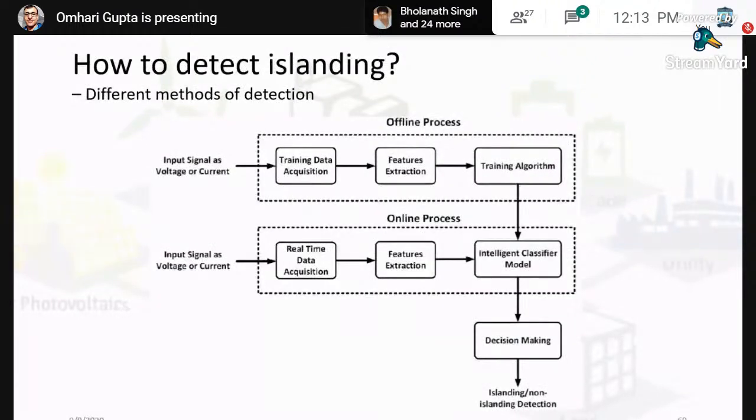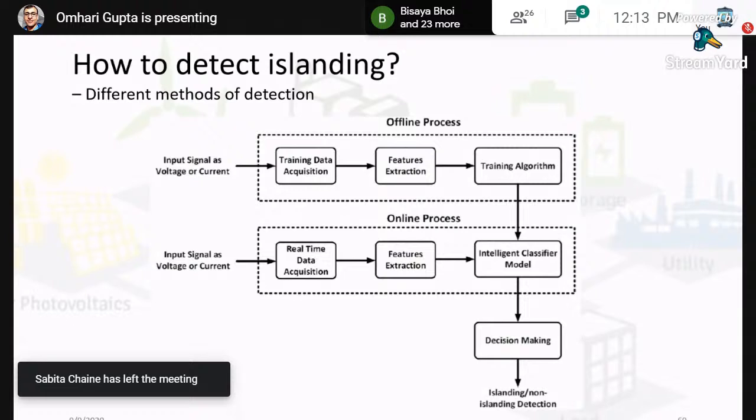What are the processes in these intelligent methods? One is your offline process, another is your online process. In the offline process, what you do is basically training. You train this network offline, and then when you apply it, that will be called the online process. Okay.